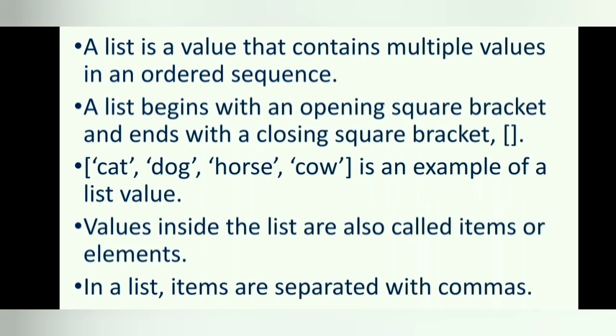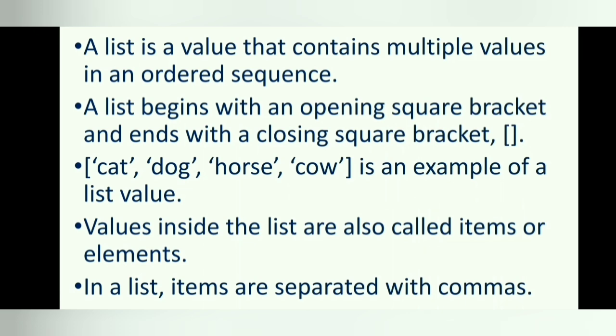What is a list in Python? A list is a value that contains multiple values in an ordered sequence. An ordered sequence means a set of values where each value is identified by an integer index.